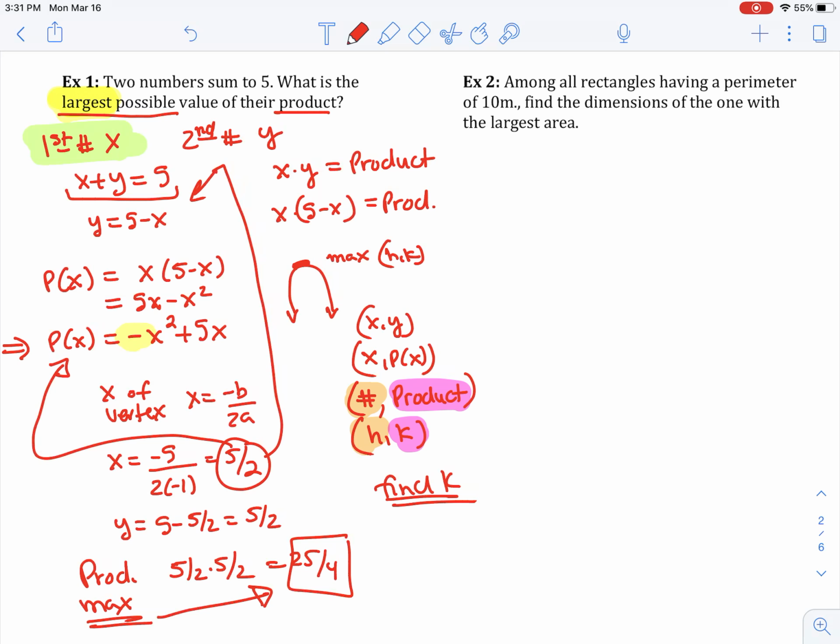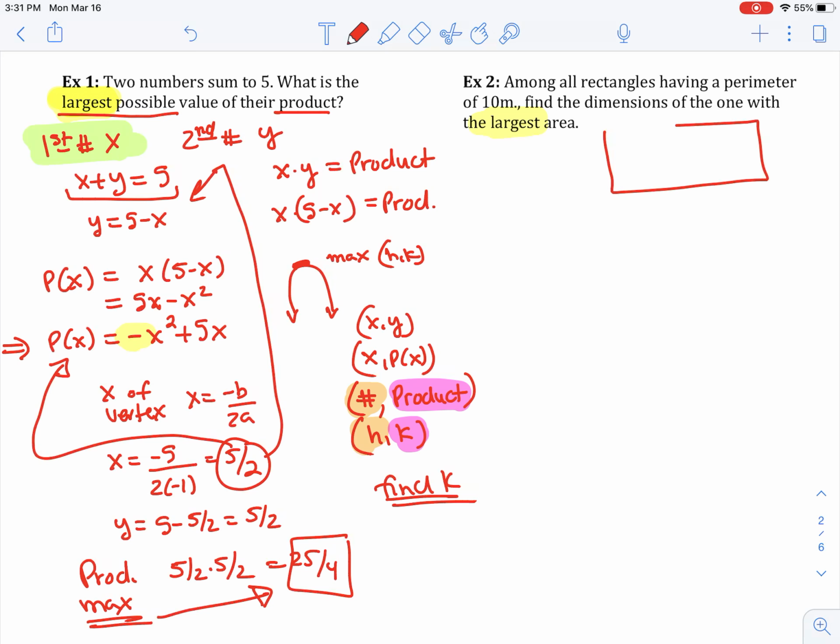So let's look at number 2. Among all of the rectangles having a perimeter of 10, we're trying to find the dimensions of the one with the largest area. So again, as soon as you hear largest, smallest, maximum, minimum, you want to be thinking of the vertex of your quadratics.